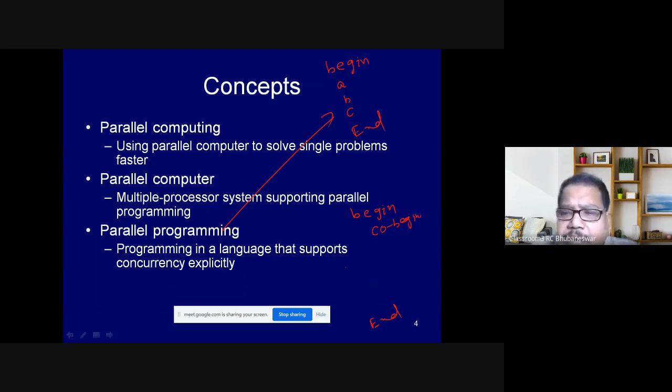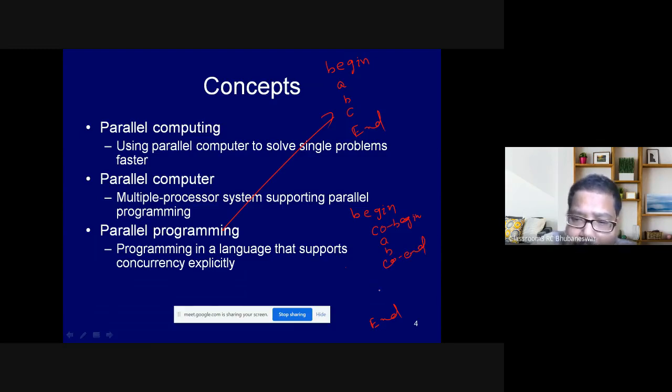So this co-begin is in some books also written as the part of your co-start. In some books it is written as para begin, and in some books as para begin and para end. So this says that we want a parallel execution. So now I can keep it here: A, B, co-end.